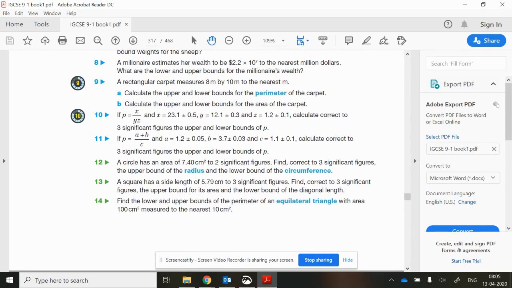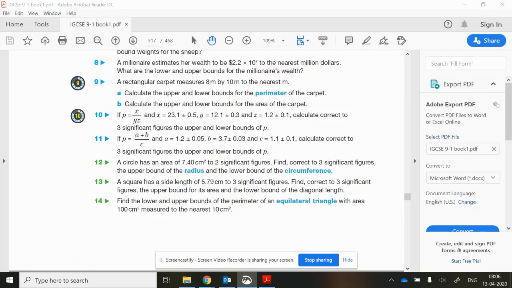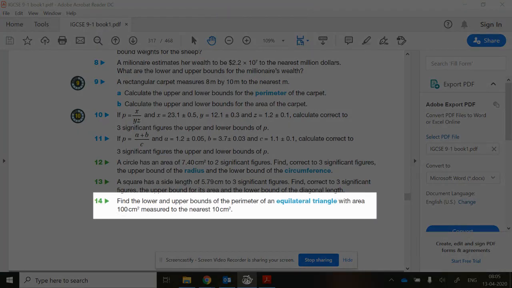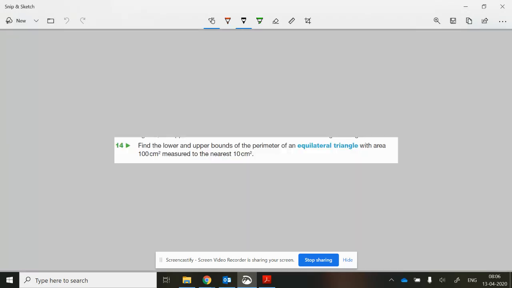Okay, so question 14 seemed like a few people were struggling with. Let's just snap this one here. Okay, and they say, find the lower and upper bounds of the perimeter of an equilateral triangle with area 100 centimeters squared measured to the nearest 10 centimeters.